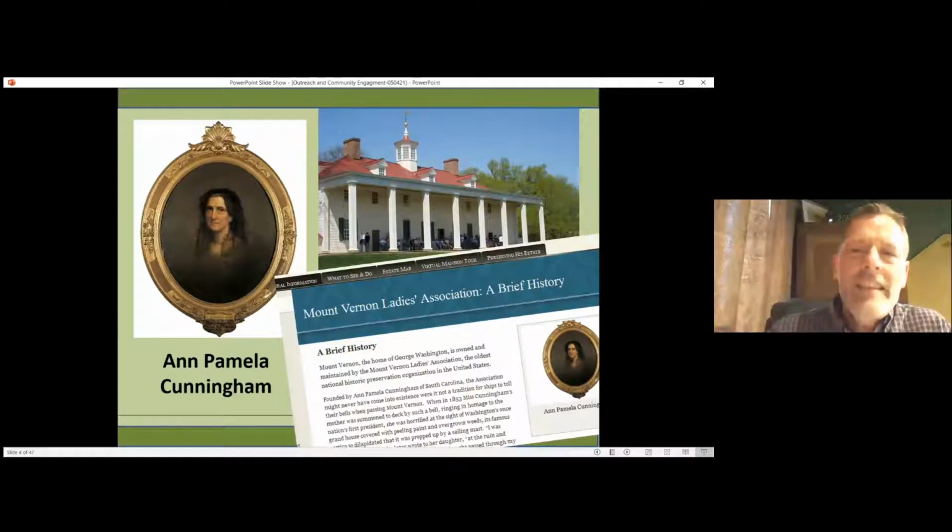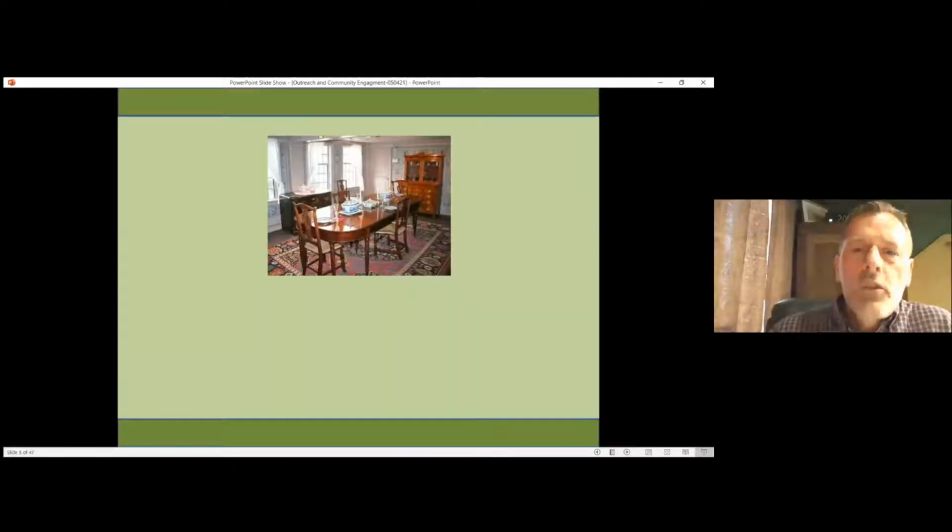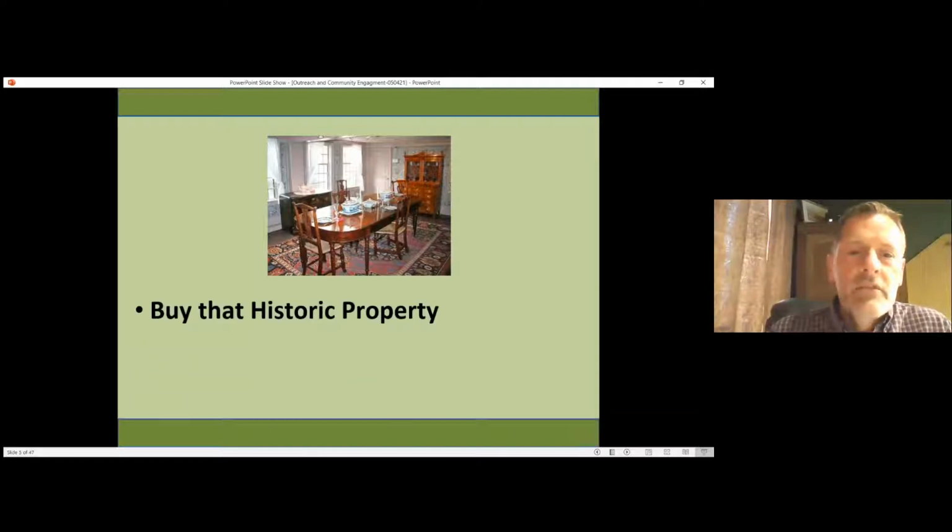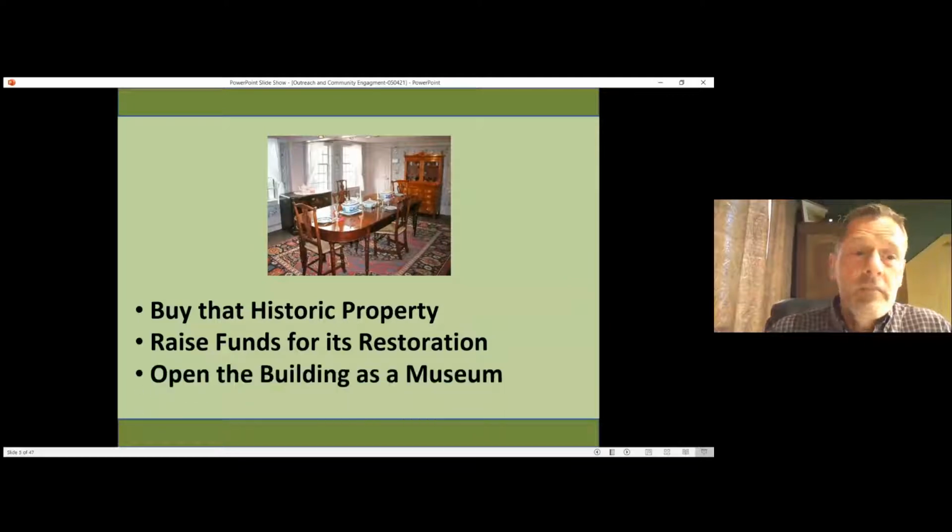I've worked at the State Historic Preservation Office, working with local commissions, for over 24 years. And not once in my 24 years did I ever give this advice: buy that historic property, raise funds for its restoration, open the building as a museum. In 24 years, I have never suggested that anyone do that.